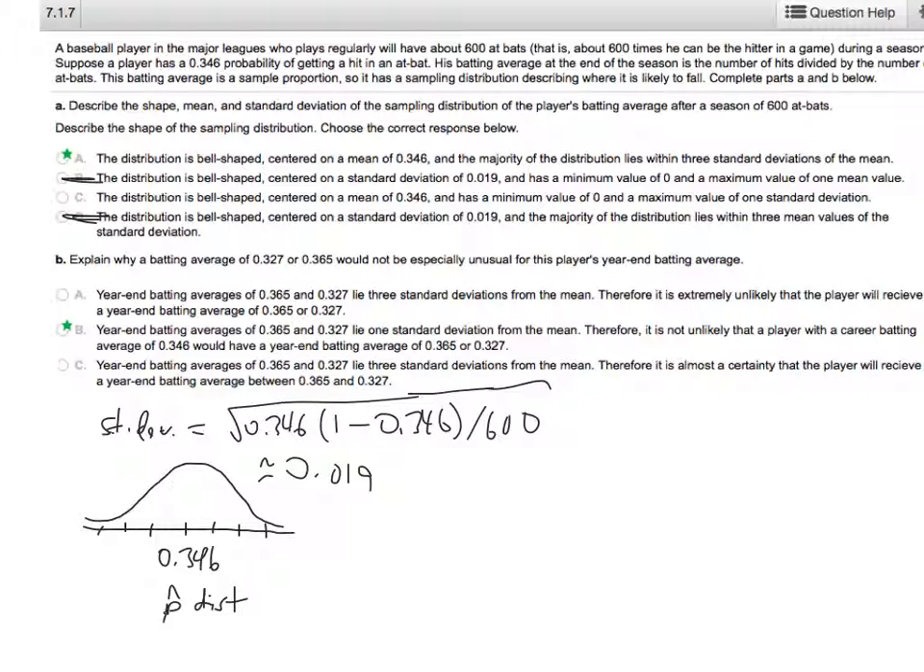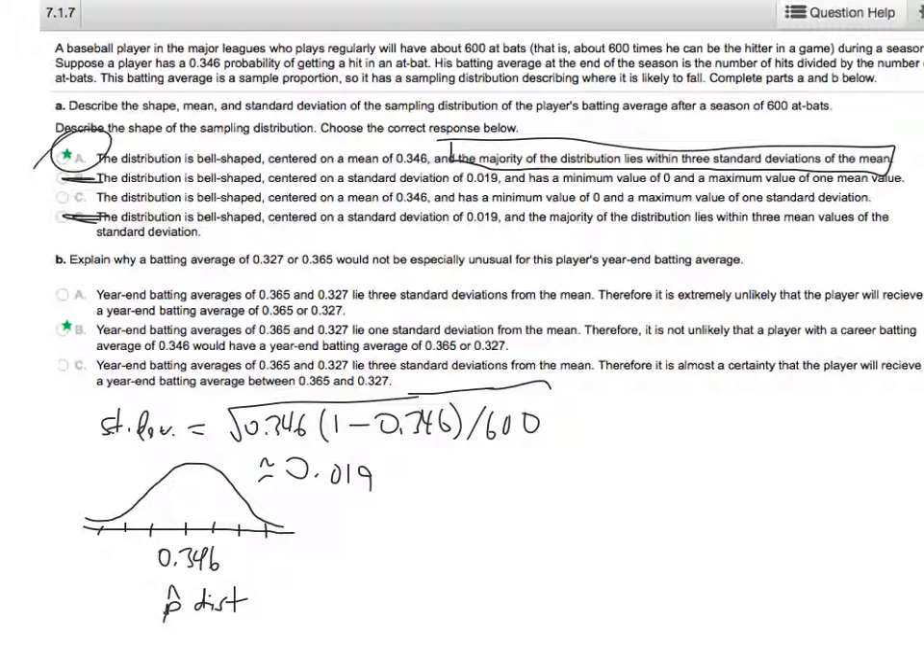On the other hand, this other statement, the majority of the distribution lies within 3 standard deviations of the mean, is always true, so it has nothing to do with this particular problem. Anytime we have a normal distribution, that's a true statement. They just threw that in to sound technical, but the only thing they're telling you that's specific to this problem is being centered on 0.346. So the answer to this is A.